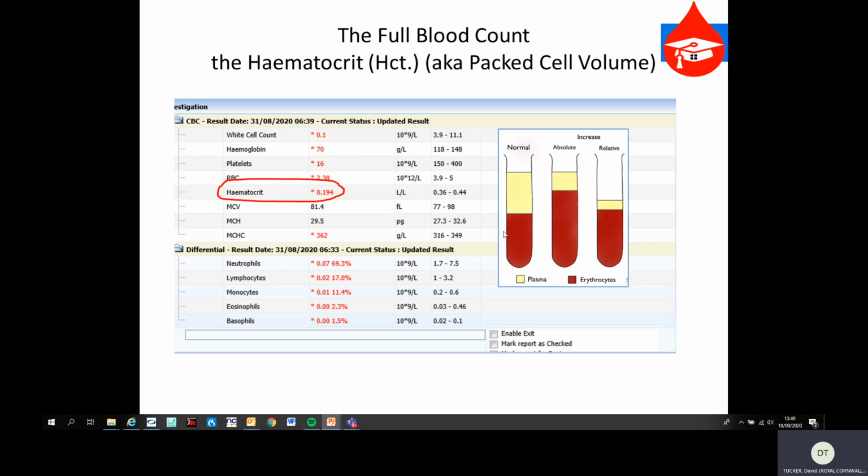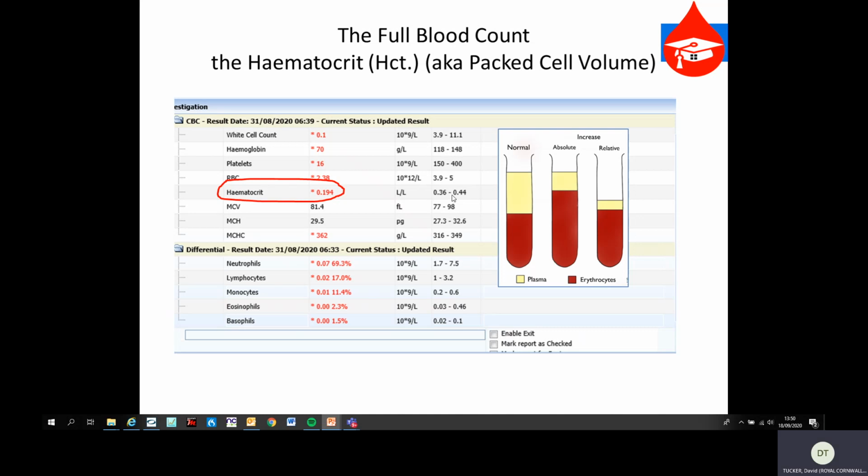And we have a normal sample on the left here, and the yellow stuff is the plasma, the liquid. The red cells are heavy because they've got iron in them, and they drop to the bottom. And the percentage of the whole tube which is taken up by the red cells is called the hematocrit. So we're looking here at about 45%, I would say, of that tube is red cells.